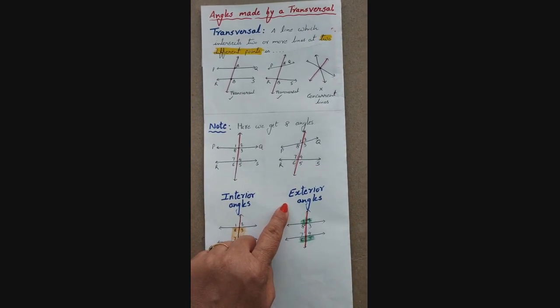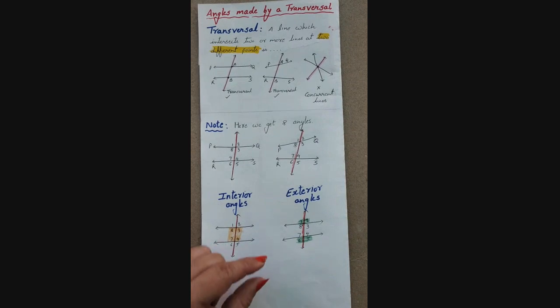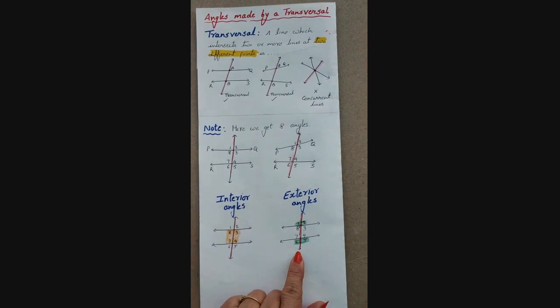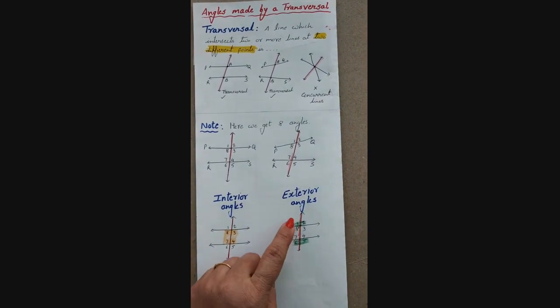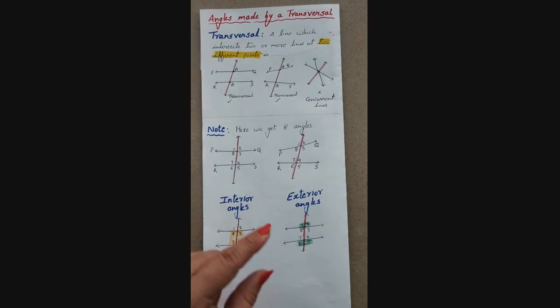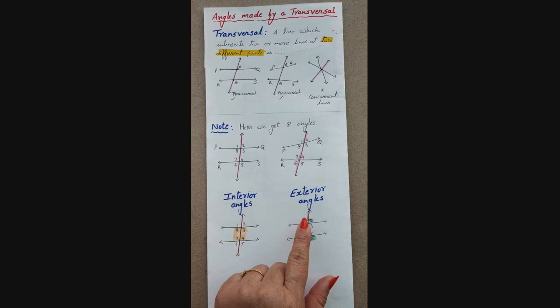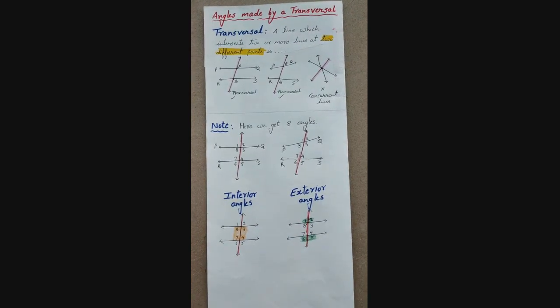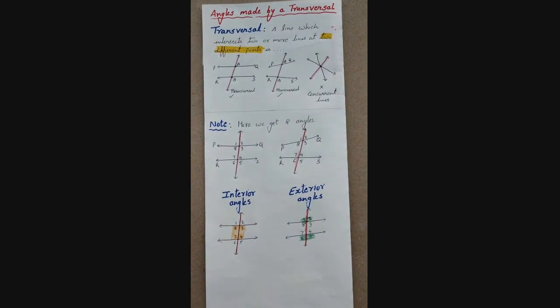Now the next one is exterior. Exterior means outside. Again these are the two lines and this is the transversal line. So outside, angles 1, 2, 5 and 6, these 4 angles lie outside these two lines. So these 4 angles are called exterior angles.